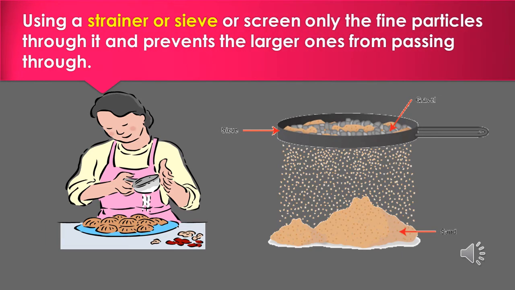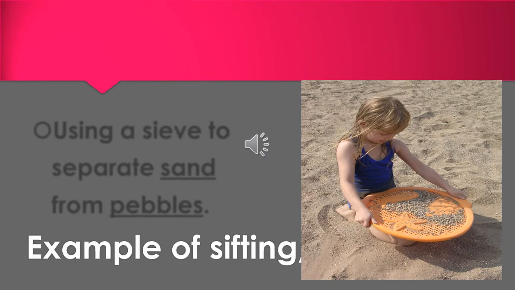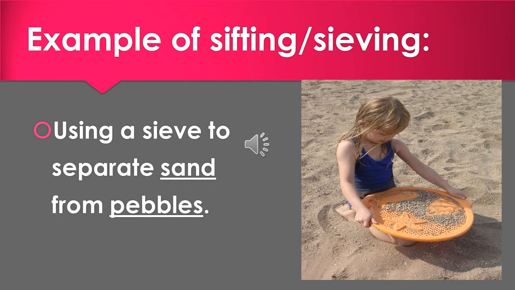Again, you use a strainer or a sieve or a screen so that only the fine particles can pass through it and it prevents the larger ones from passing through. So that's an example of sieving and sifting. Separating sand from pebbles, you use a sifter or a sieve or a net, because it has holes in it as well.